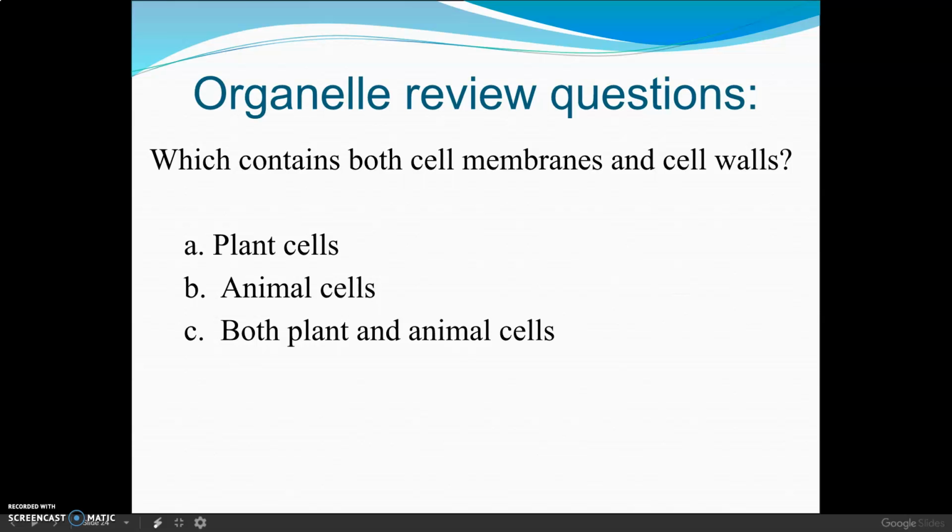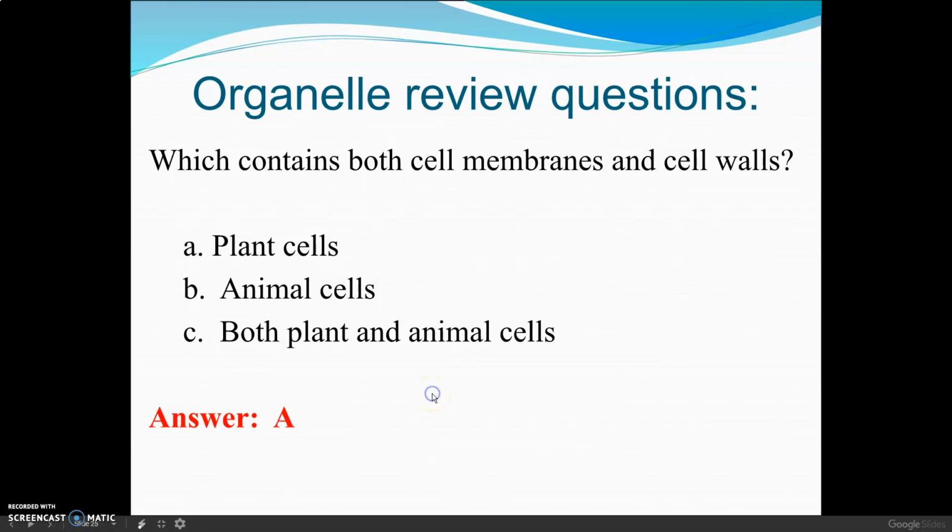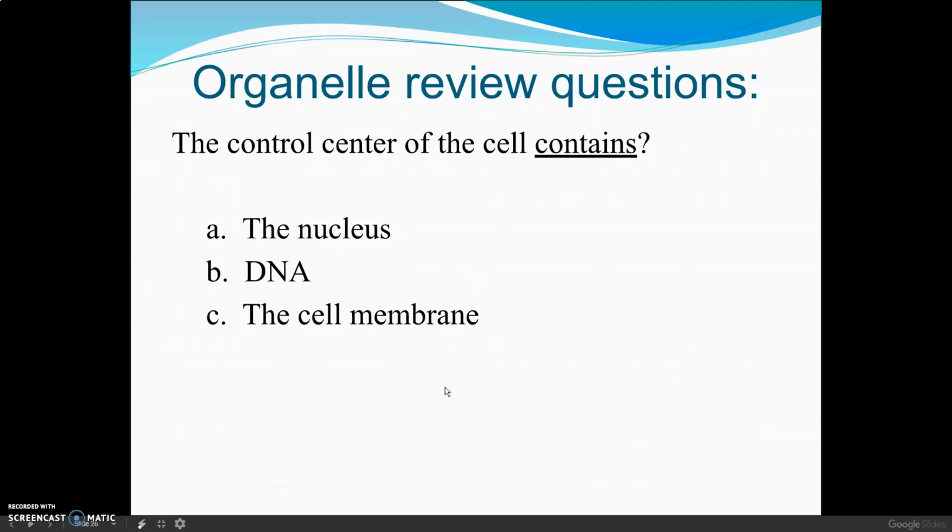Which contains both cell membranes and cell walls? Is it plant cells, animal cells, or both plant and animal cells? Plant cells only have cell membranes and cell walls. The control center of the cell contains, is it A, the nucleus, B, DNA, or C, the cell membrane? Control center. B, DNA. The control center is the nucleus, and the DNA is contained in the nucleus.